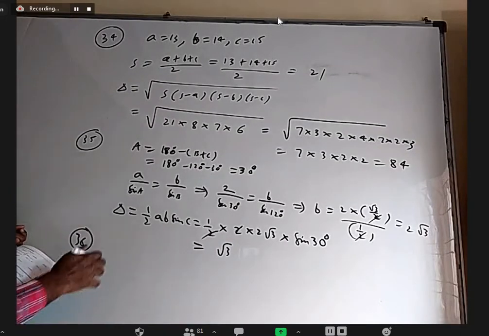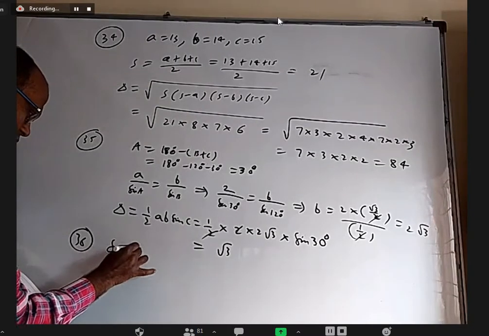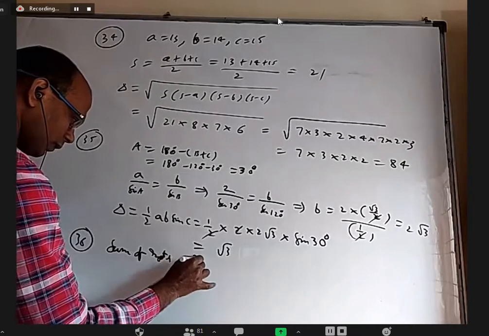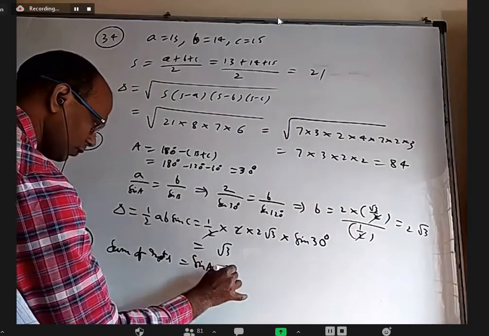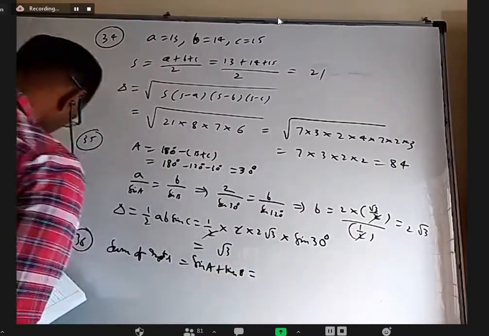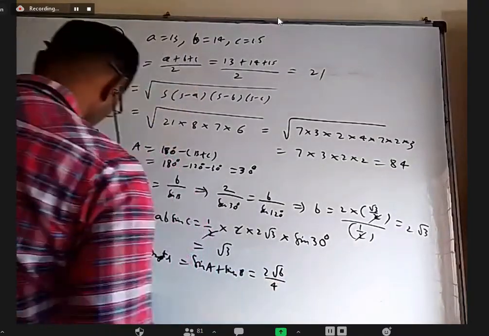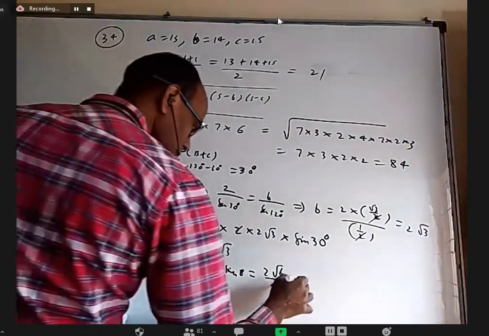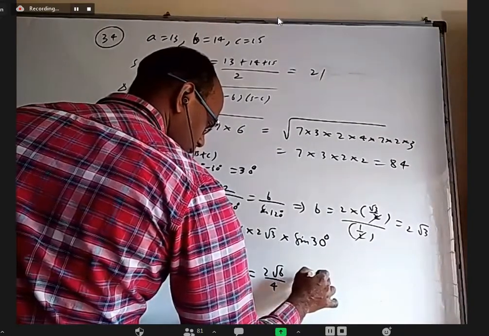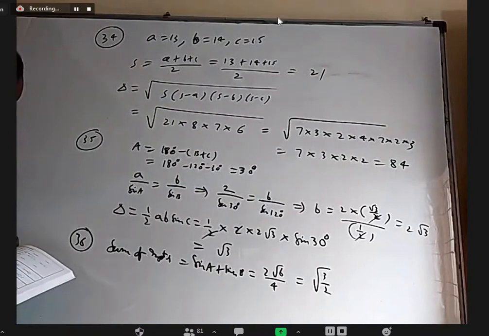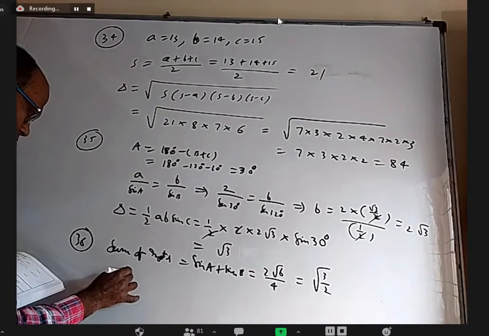They gave a quadratic equation. If I take sum of roots, it is sin A plus sin B, which is 2 root 6 by 4, which is root 3 by 2. Product of roots is 1 by 4.